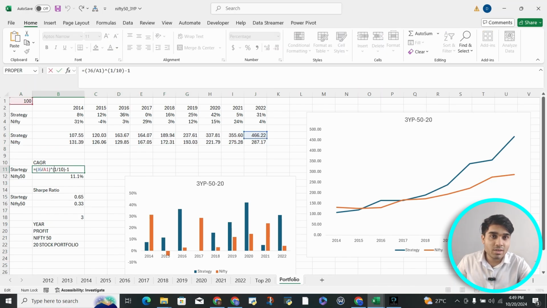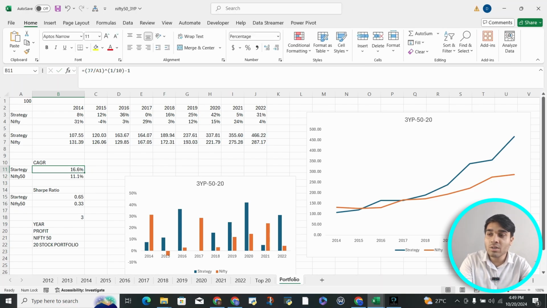CAGR formula is whatever amount we have today divided by whatever amount we had initially, which is 100 rupees. You can see J6 is our portfolio value today, and A1 is our portfolio value when we started, and we raise it to the power of 1 by t, the number of years. So I invested for 10 years. That's why I'm giving it the power of 1 by 10. 0.1 is the power that I want to give, and minus 1 will give me the CAGR. Convert the number into percentage, and I can see I'm getting a CAGR of 16.6 using my strategy. In Nifty, I'm getting 11.11.